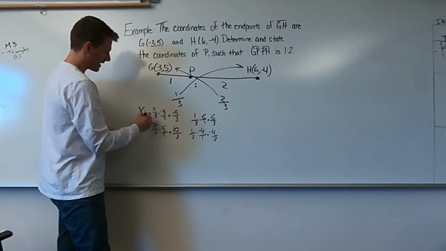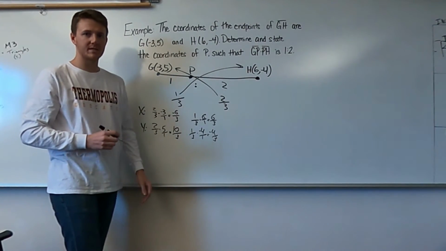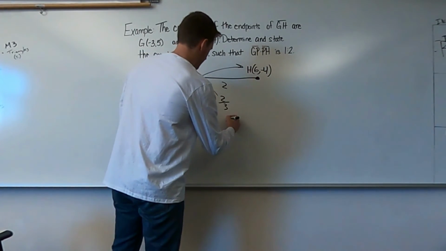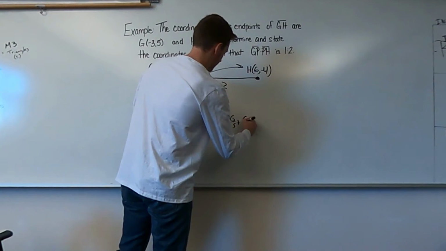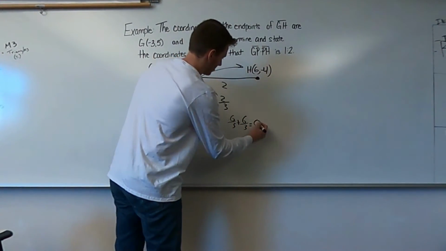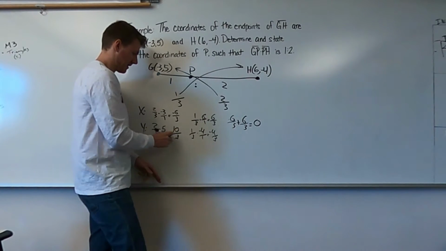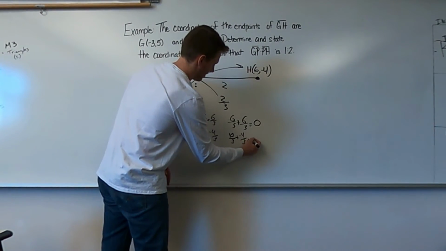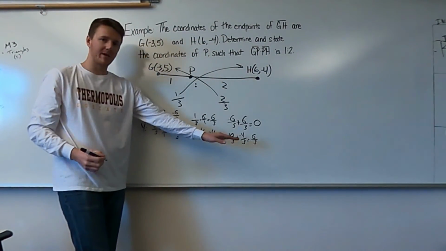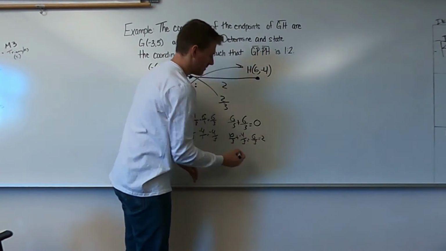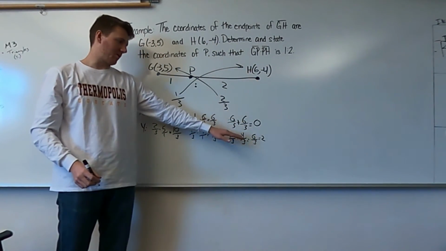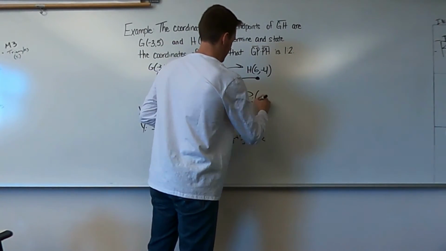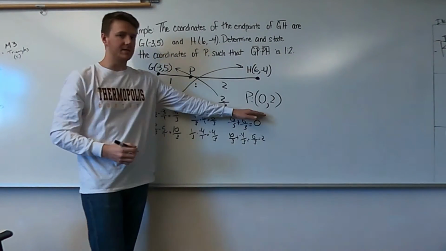So these represented our x coordinates, and these represented our y coordinates. And next we want to add together our x's, add together our y's. So if we do this, we get -6/3 plus 6/3, which will just give us 0. And then 10/3 plus -4/3 will give us 6/3. And now we can simplify to 2. So our x coordinate for our partitioning point will be 0, our y coordinate will be 2. So we can write P as an ordered pair, 0, 2.